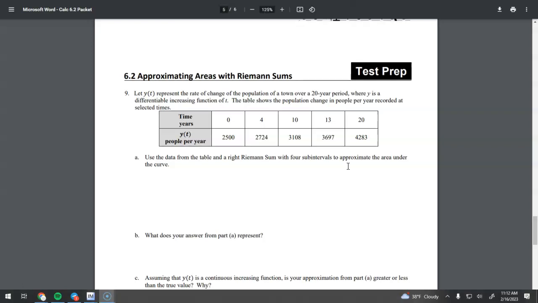So there are 4 types. We did 2. So you should be able to do it. What I want you to do is all the homework problems that have a left hand or a right hand, and ignore all the ones that have a midpoint or a trapezoid. We'll do those on Tuesday.